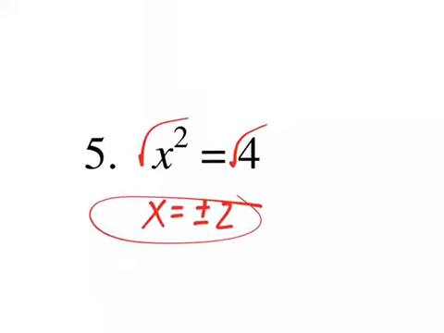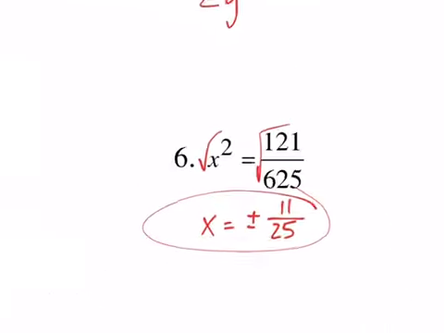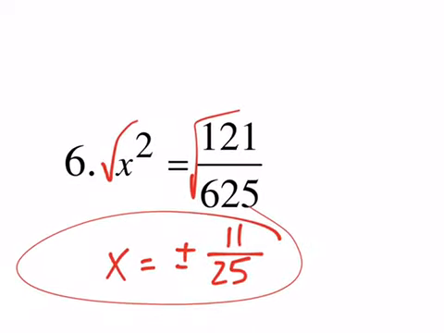I put this one on here just to remind us that if we're working from an equation standpoint and we take a square root, we must have that plus or minus. Same thing here, square rooting a fraction is simple. Square root the numerator, 11. Square root the denominator, 25. With a plus or minus, because it's an equation.